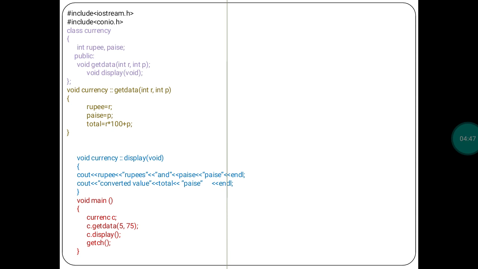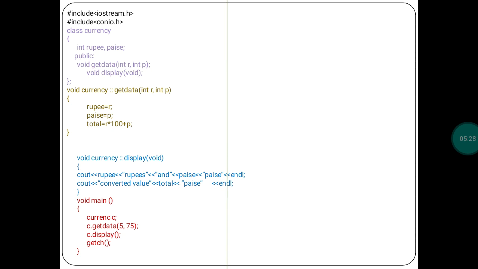Then next, void currency scope resolution operator getdata, int R, int P. R and P are called arguments. So rupees is equal to R, paise is equal to P, total is equal to R into 100 plus P. Then closing brace. Then void currency scope resolution operator display: cout rupees is equal to rupees and paise is equal to paise. Converted value, total is equal to paise.